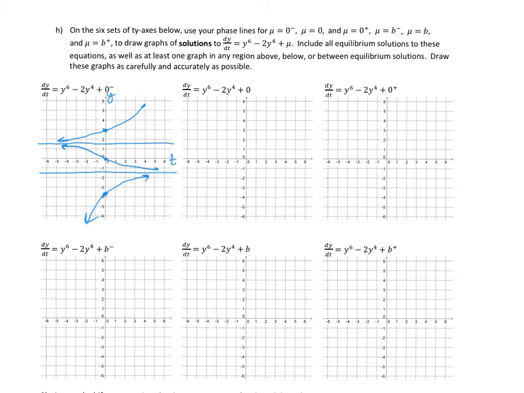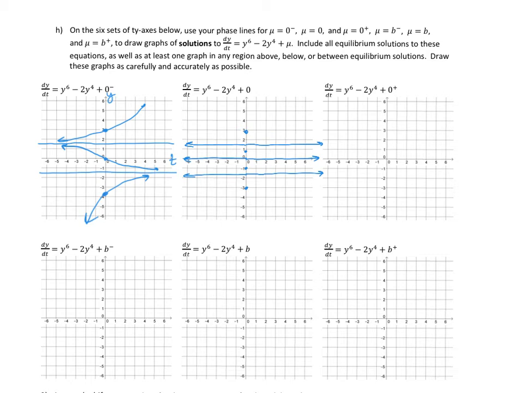Okay, so for a mu value of 0, that had equilibrium solutions at plus or minus root 2, which is about 1.4. So I'll draw that in very roughly. Okay, and then it also had an equilibrium solution at 0. So we put that in. And then I'm going to choose an initial condition in between, above, and below each equilibrium and draw in a solution.